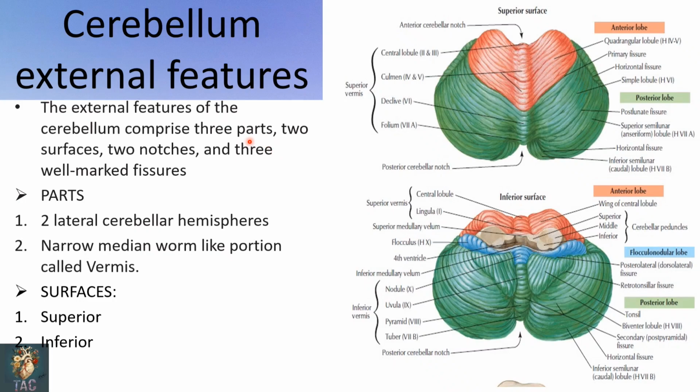The three parts of the cerebellum are the two cerebellar hemispheres, and in the center a worm-like area called the vermis. Then the surfaces are the superior surface and the inferior surface, and the two surfaces are separated from each other by the horizontal fissure.